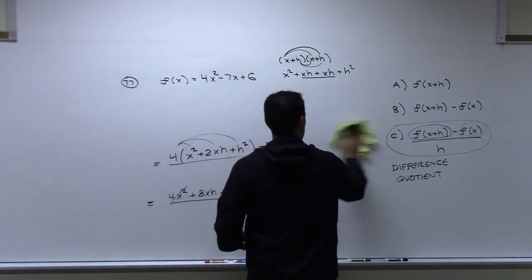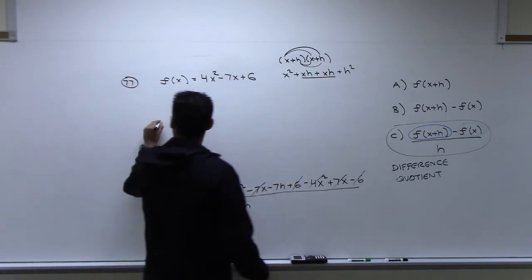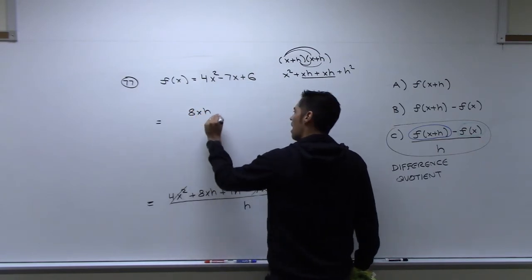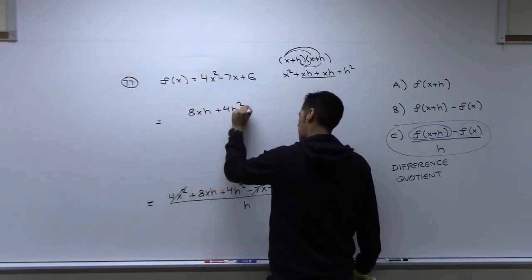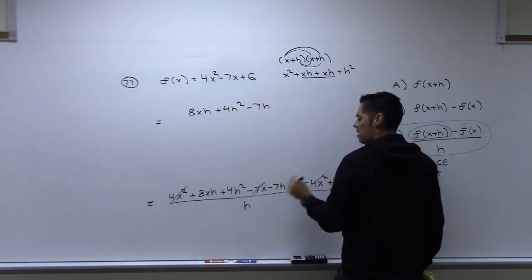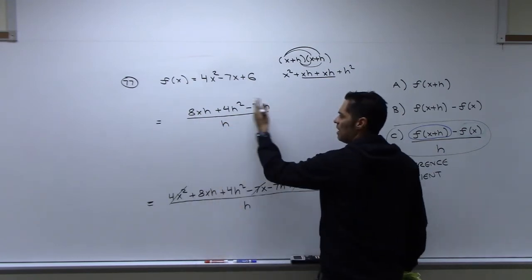Let's see where we go from here. Okay, so from here, I have 8xh plus 4h squared minus 7h on top, and on the bottom I have an h. Everything has an h on the top.